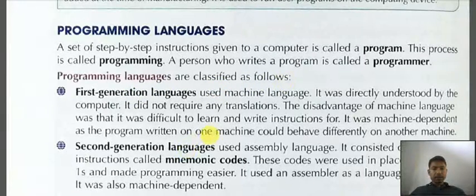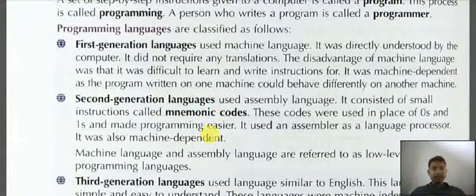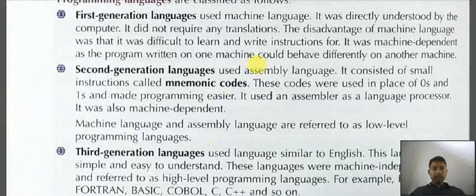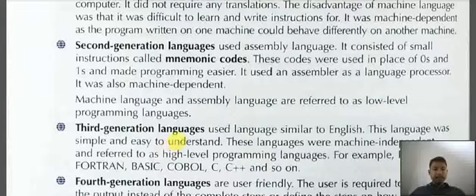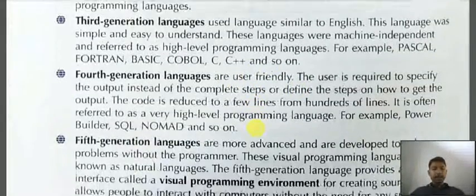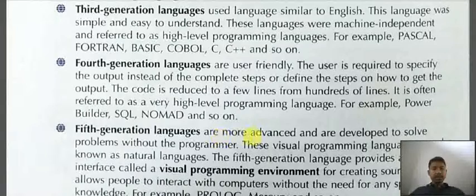The first one is first generation language, used by machines. The next one is second generation language, which uses assembly language. The next is third generation language, which uses language similar to English. The fourth generation languages are user friendly, and the last one, fifth generation languages, are more advanced and developed to solve problems without a programmer.